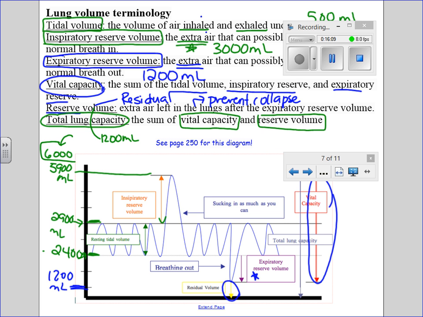Now, this person's total lung volume is somewhere in the neighborhood of 6,000 milliliters. That's actually pretty high. A typical person your age and your size might have a total lung volume closer to 4 liters instead of 6 liters. And I'd just like you to recognize that 6,000 milliliters is 6 liters. There are 1,000 milliliters in a liter. And so if we were to say 6 liters, we are saying the same thing as 6,000 milliliters.